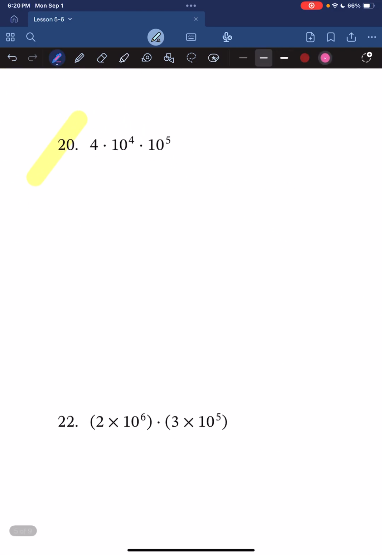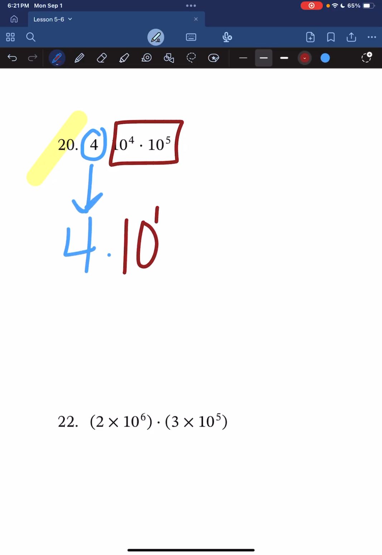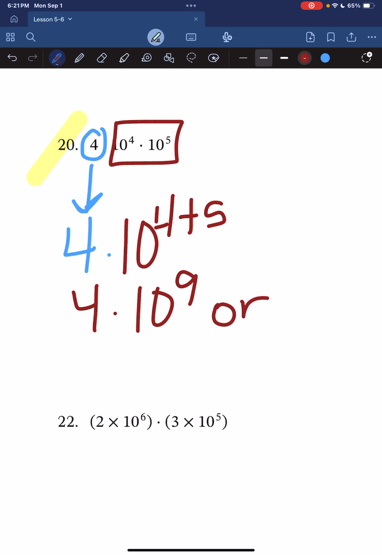All right, let's keep on going. Just a couple more. So on this one, same exact thing. But if you look, there is only 1 base of 4. So what do we think that means? If you said just bring it down, you are exactly right. All right, you'll add the 4 and the 5, and so we'll have 4 times 10 to the 9th, or 10 to the 9th times 4. Either one.